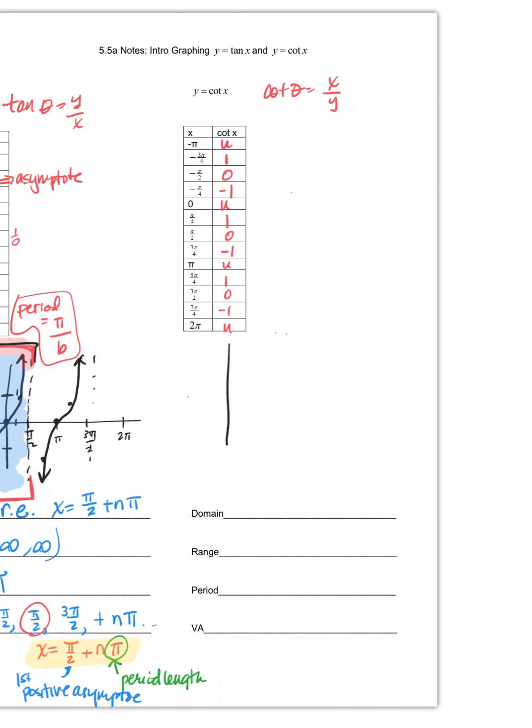Okay, now if we graph this, let's see, I go negative pi. I'm going to extend this just so slightly. All right, and 1 and negative 1. I have an asymptote at negative pi. Negative 3 pi over 4, I'm here. Here, here. Asymptote at 0.